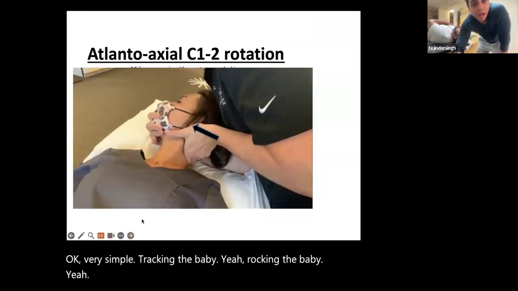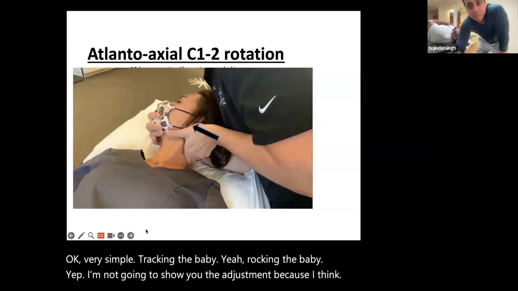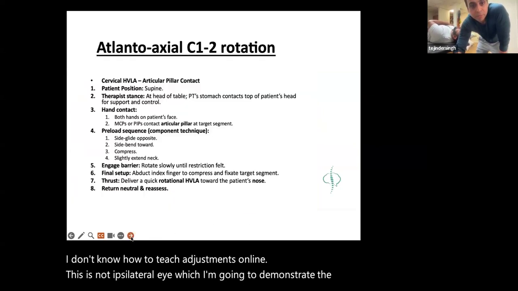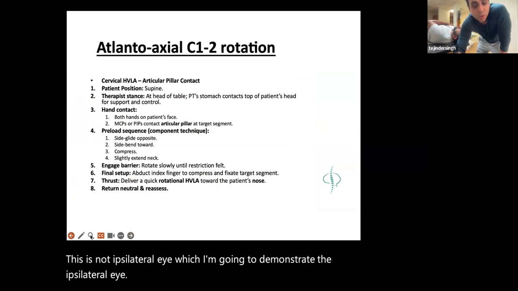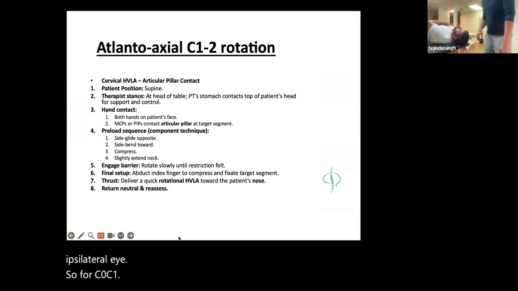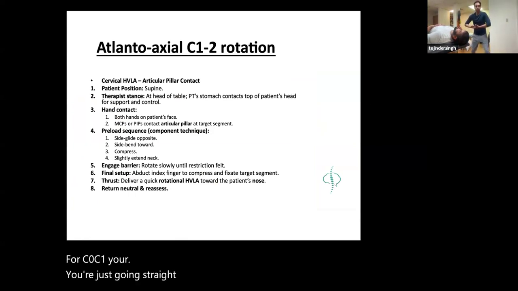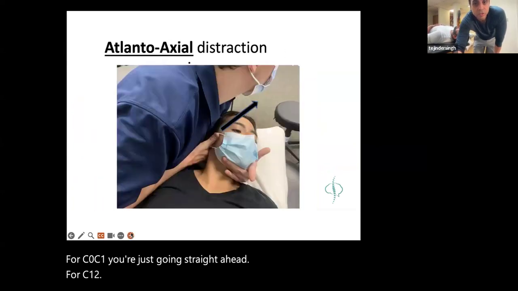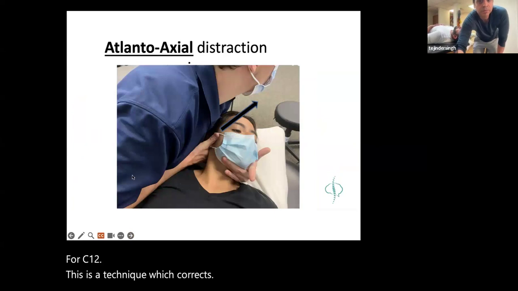I'm not going to show you the adjustment because I don't want to teach adjustments online. This is not the ipsilateral eye technique, which I'm going to demonstrate. For C0, C1, you're just going straight ahead. For C1, 2, this is a technique which corrects your lateral bending.